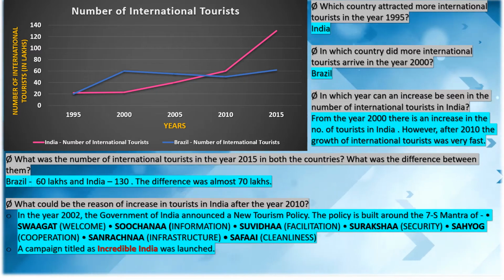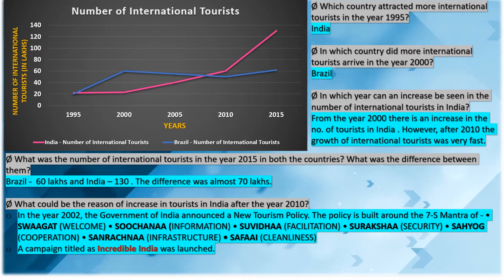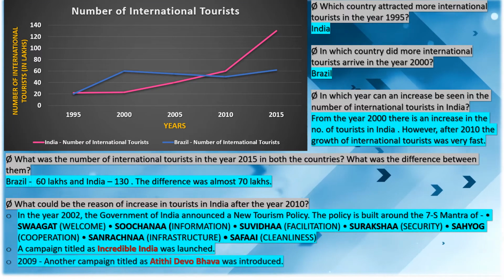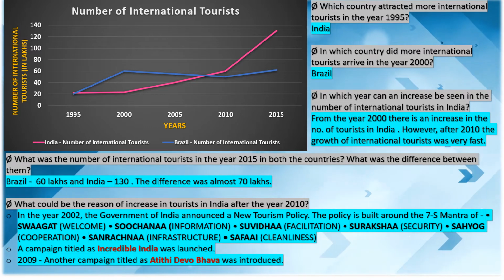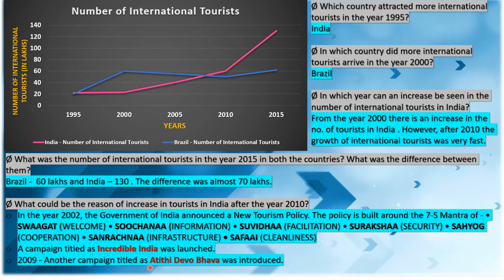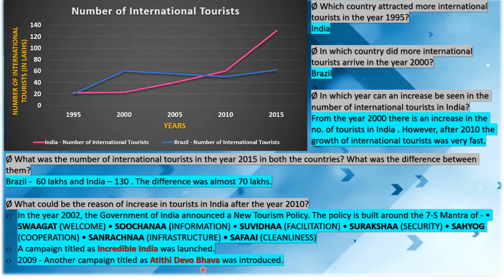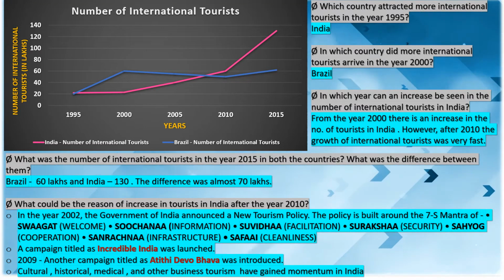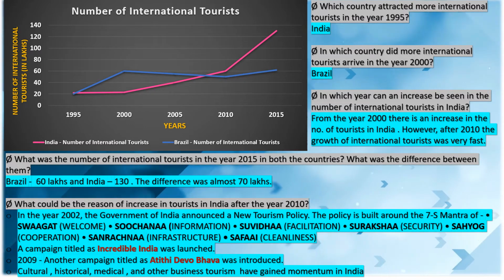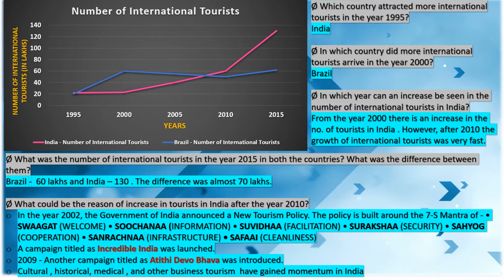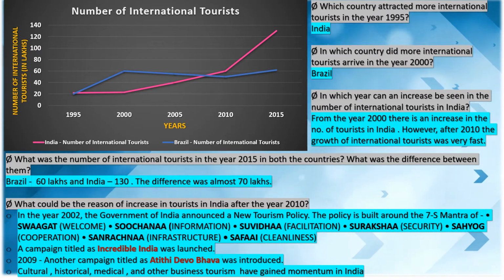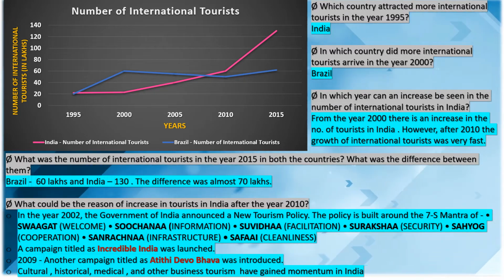Then a campaign titled, if you remember, if you ask your parents, Incredible India was also launched. In the year 2009, another campaign was titled Atithi Devo Bhava. Culture, historical, medical and other business tourism have gained momentum in India because India is a diverse country with tradition, culture and religion.